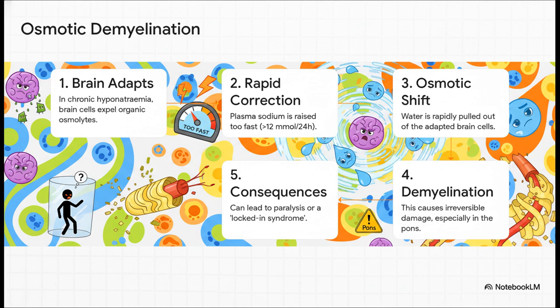Step 3, this creates a massive osmotic pull in the opposite direction, and water is now violently ripped out of those adapted brain cells. Step 4, this cellular dehydration causes irreversible damage to the protective myelin sheath around the neurons, especially in a part of the brainstem called the pons. The consequences can be absolutely catastrophic: paralysis, inability to swallow, or even a horrifying locked-in syndrome. This is that fatal move we talked about at the very beginning.